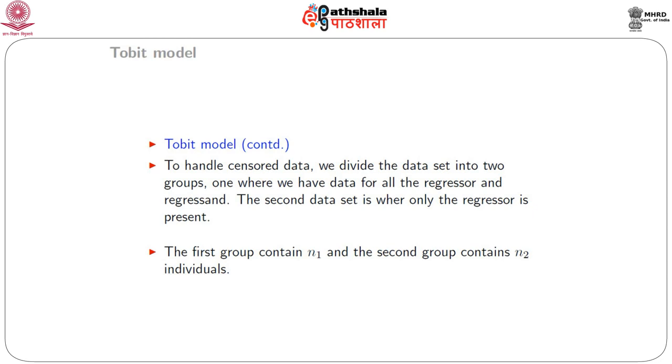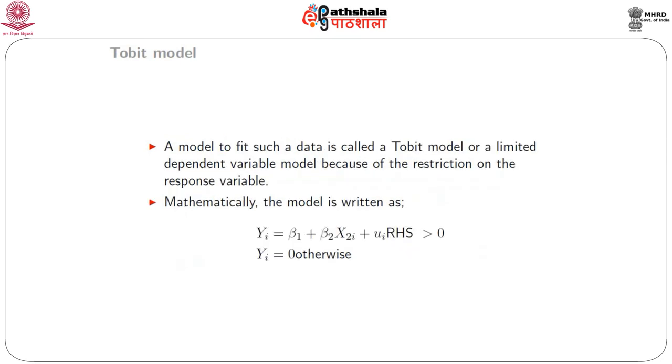In a sample where we have values of regressant only on some individuals, such data are called censored, and such a sample will be called a censored sample. A model to fit such data is a Tobit model, where we have certain values for the regressant or the dependent variable. However, some other values are missing. So a model to fit such data is the Tobit model, or the limited dependent variable model, which is another name for this class of models fitted to data. Because of the restrictions on the values of the regressant, this model is called a limited dependent variable model.